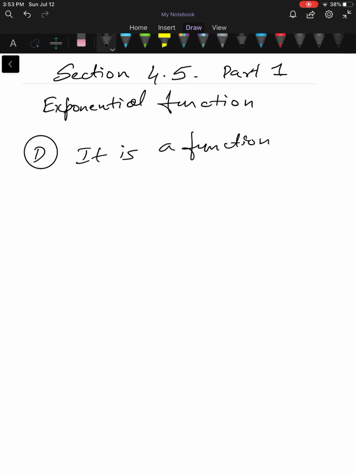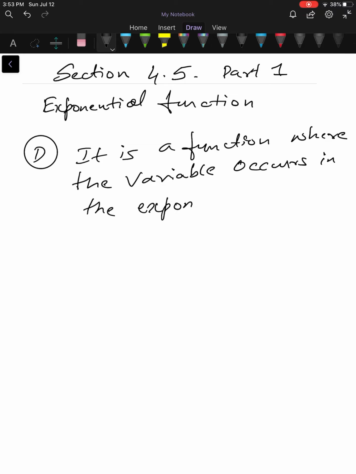So let me define it. It is a function where the variable occurs in the exponent.